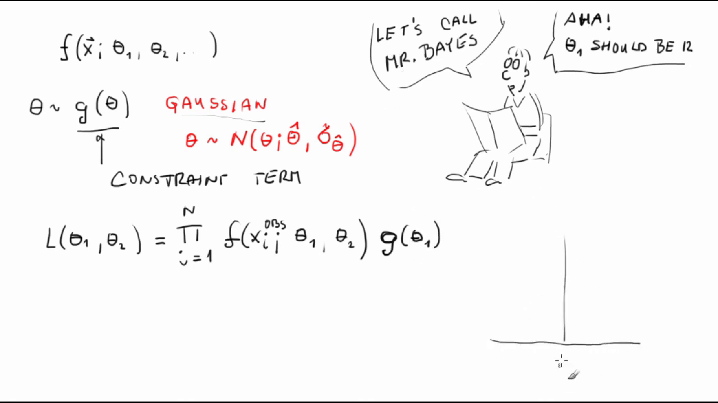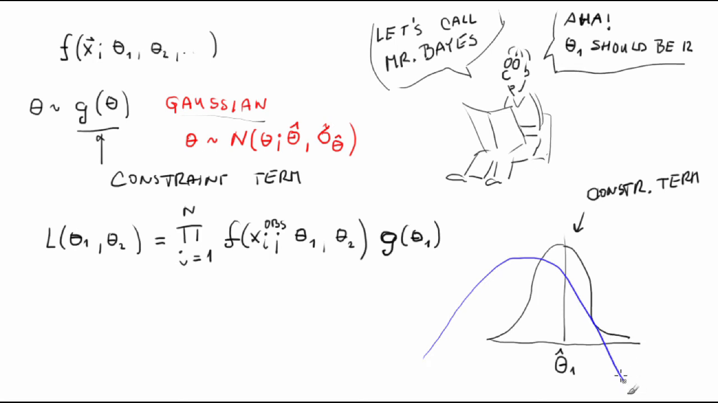Note the role of the constraint term in the overall likelihood function. This disfavors values of the parameter that are far from the estimate made by the previous measurement. And it disfavors them by decreasing the likelihood value whenever the parameter value deviates from the estimate. However, the maximum of the likelihood function isn't located at the maximum of the constraint term, because there is the experimental data x_i obs that, by themselves, can favor a different value of θ1. The result is a sort of compromise between the constraint term and the unconstrained model f of x_i obs with θ1, θ2.